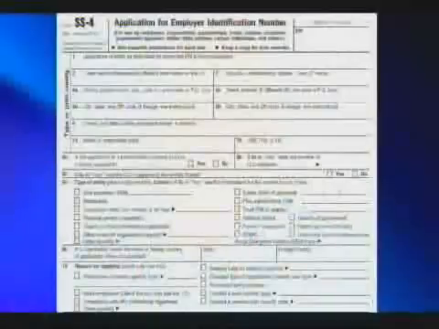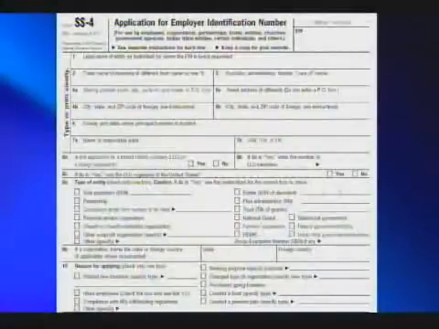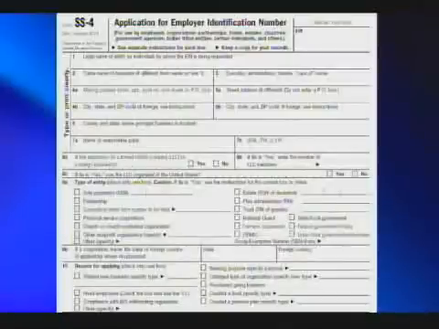EINs can also be obtained by mailing or faxing Form SS-4, Application for Employer Identification Number. See the form instructions for details. If you don't need an EIN, generally you use your SSN as your taxpayer identification number. You must put this number on each of your individual income tax forms, such as Form 1040 and its schedules. If you must have an EIN, include it along with your SSN on your Schedule C or CEZ.